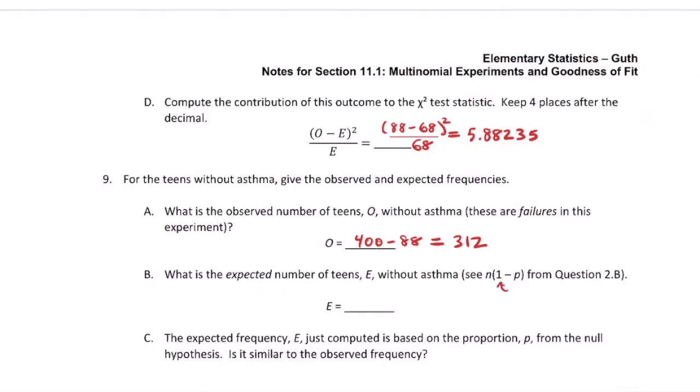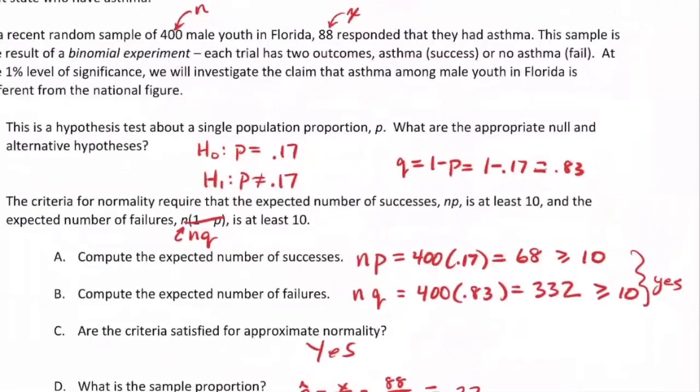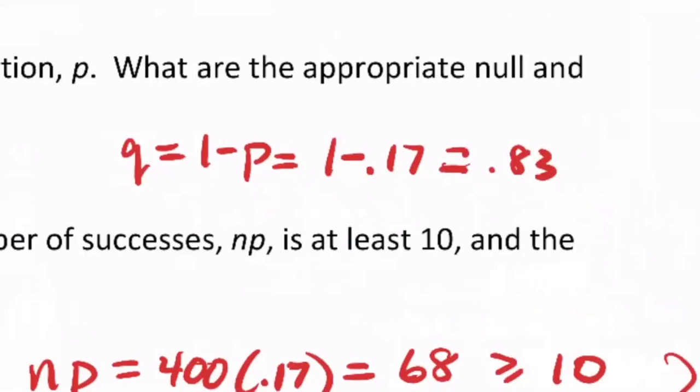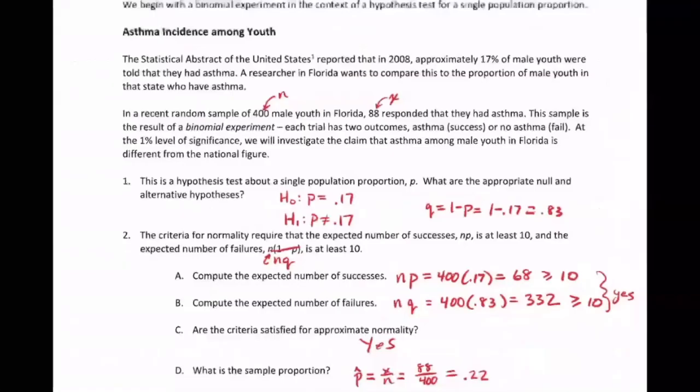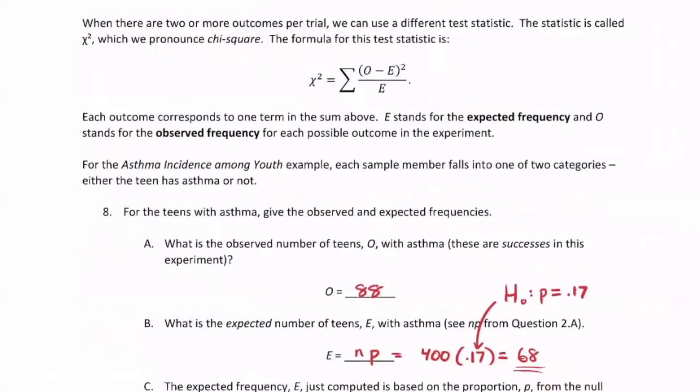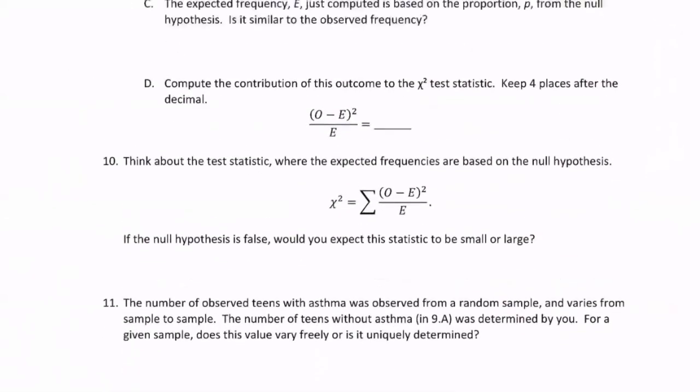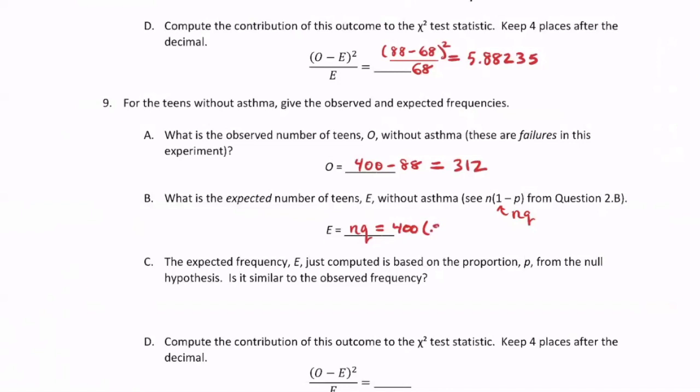Now the expected number is n times q, which is the same as n times 1 minus p. So the expected frequency is nq. N again is 400. Q, if you go way back to the top, we said Q was 0.83 here. So if 17% of kids have asthma, then 83% don't. And that's what we expect. That's why right now we are taking 83% of 400, because 83% should not have asthma.